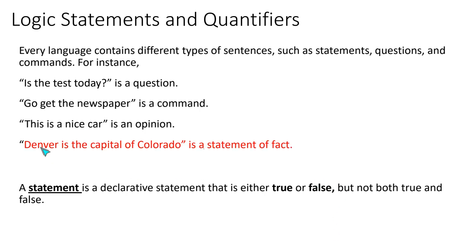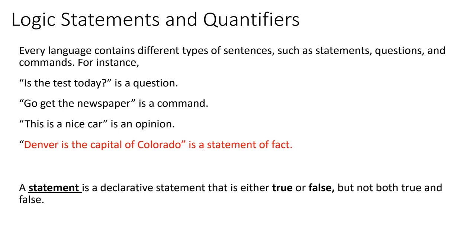So here, as I mentioned earlier, Denver is the capital of Colorado. I can look it up and I can see whether this is a true statement or whether it's a false statement. Since I can identify that it's a true statement, then for our math purposes for this chapter, we're going to say that it's a statement. Okay. This is a nice car. That could be true, but it could also be false depending on who you're talking to. So that is not a statement.